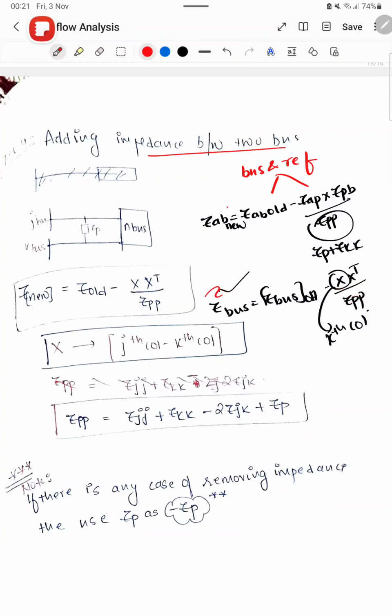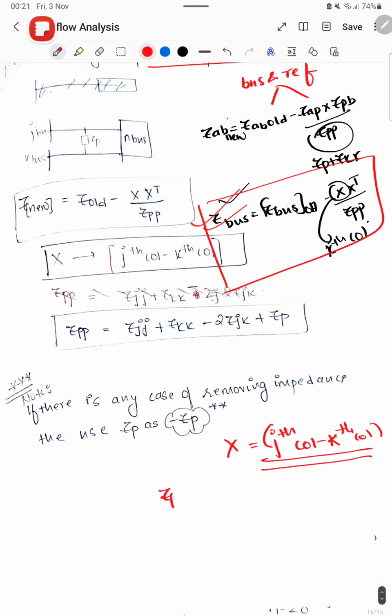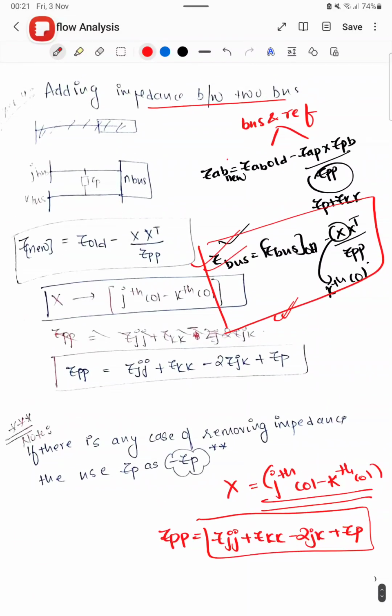Now since only one bus was involved there, we could use this formula. But what if there are two buses involved? There will be minor changes in this formula. The changes are X is nothing but jth column minus kth column, and Zpp is changed as Zjj plus Zkk minus 2Zjk plus Zp. Those are the two modifications which we need to make to the formula of bus changing, and that will give us the solution for adding impedance between two buses.